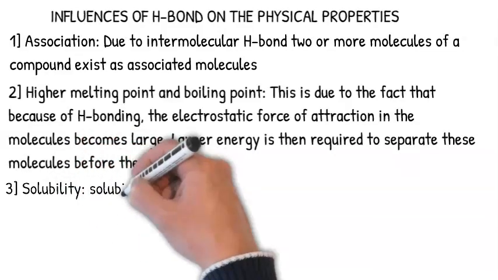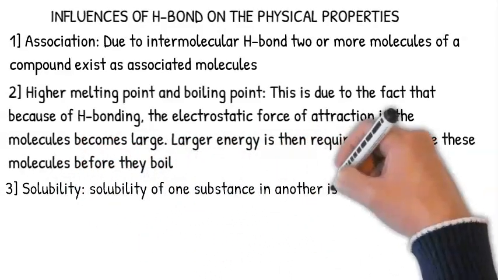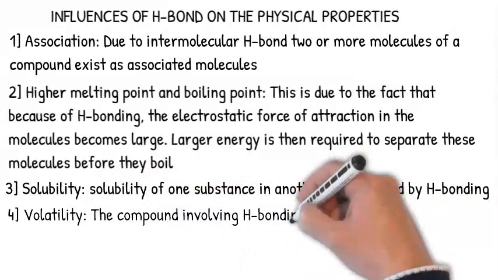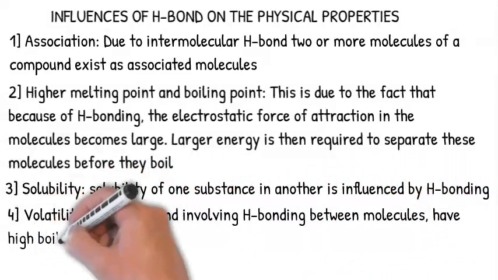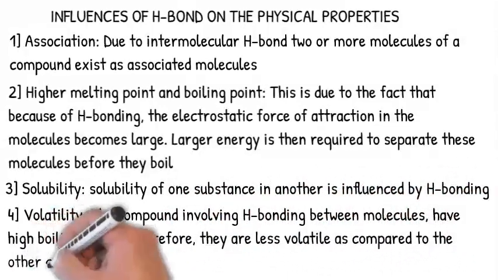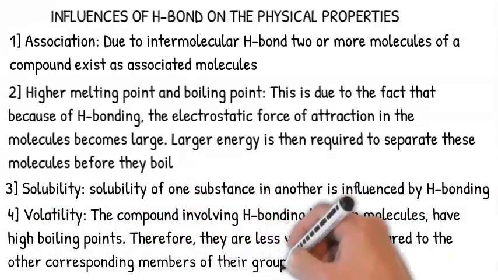Solubility. Solubility of one substance in another is influenced by hydrogen bonding. Volatility. Compounds involving hydrogen bonding between molecules have high boiling points, therefore they are less volatile as compared to the other corresponding members of their groups.